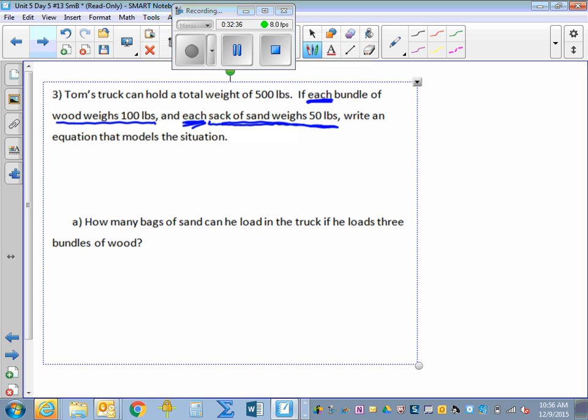Now, we've been using x and y because those are the two variables we use for standard form. But I like to use variables that represent what we're talking about here. So we're talking about wood. Are you guys alright with using W? And you can definitely still use x and y. And for sand, how about S? Alright, so you can use different variables. It's just an unknown value.